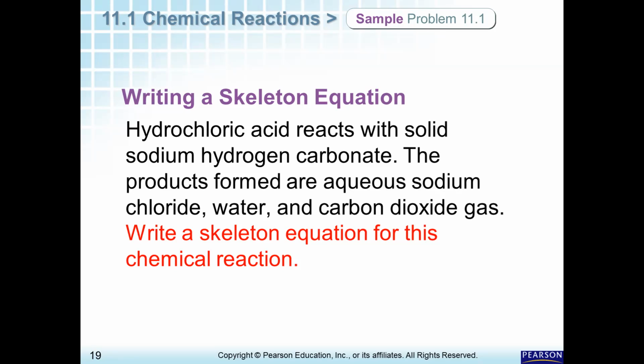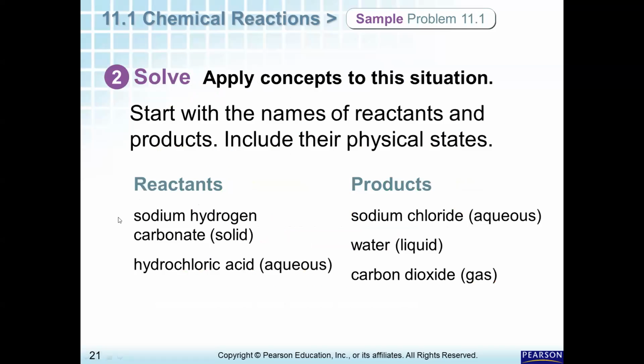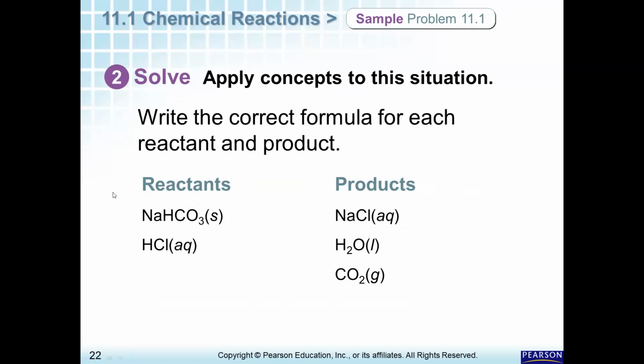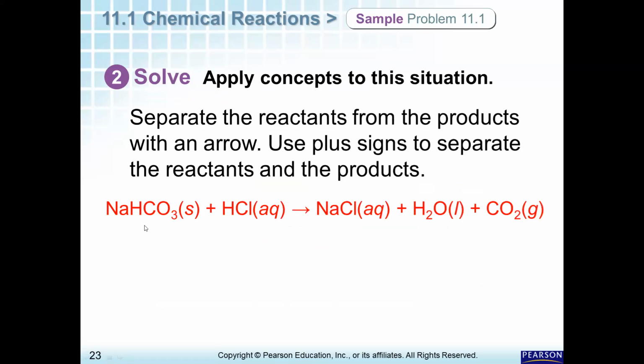Then the products formed are aqueous sodium chloride, you know what sodium chloride is, water, which you know, and carbon dioxide, that you know. Okay. So what you need to do is to write these are the names, these are the reactants, these are the products in terms of names. Then you write them in formulas. NaHCO3, then you put them in this way.